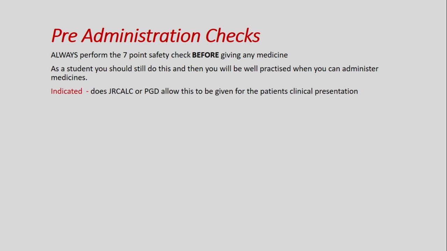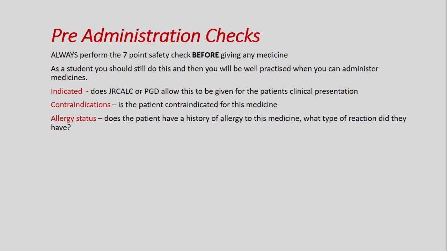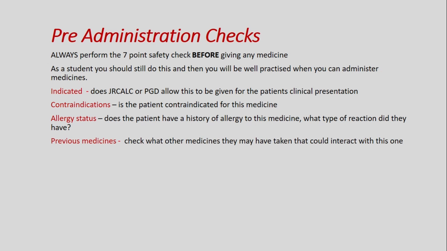So first, check to see if the drug is indicated. Does the JR Calc or PGD allow this to be given to this patient in this clinical presentation? Secondly, the contraindications. Is the patient contraindicated for that medication? Allergy status. Does the patient have a history of allergy to this medication? Previous medicines. Check what other medications the patient may be taking and could it interact with the one that you want to give.